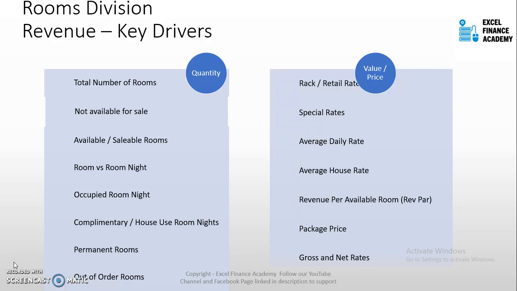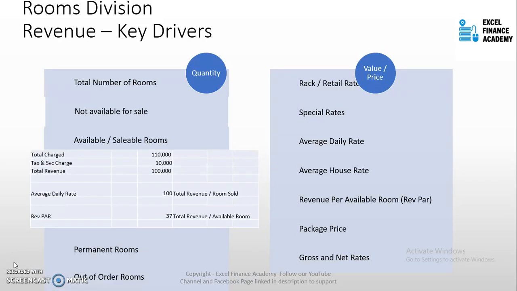Then another term which we need to understand in the value section is the gross and net rate. So what is the gross rate? The gross rate is the rate which includes VAT and service charge. VAT is the government tax. Hotels calculate service charge on the guest revenue, and the net rates are all revenue exclusive of any tax and service charge.